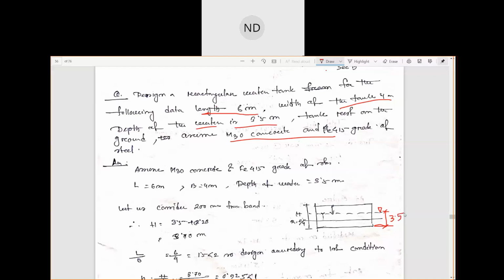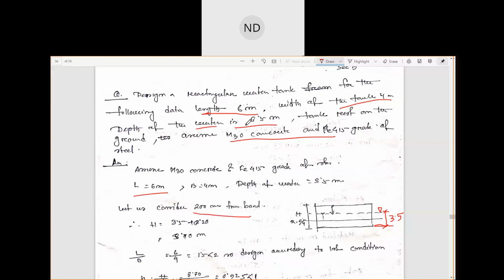Now if we keep a free board, what will happen? We will always keep a free board for the tank, so that the water tank can carry some more water when it is required sometimes. Otherwise, if we keep only this much height, there will be no free board and the water may overflow. That's why we always keep a minimum free board of 200 mm. So let us consider this to be 200, or you can keep 150. We have taken 200.